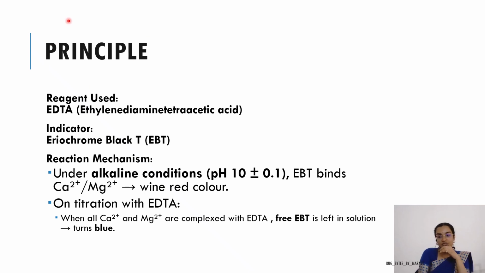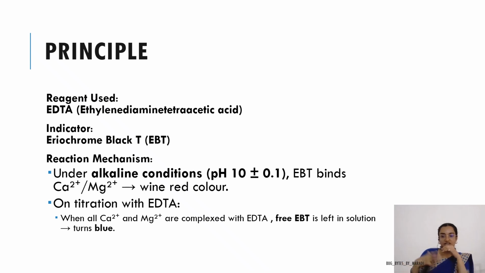The reagent used for this experiment is EDTA, that is ethylenediaminetetraacetic acid. This EDTA is a chelating agent that binds with calcium as well as magnesium ions. The indicator used here is EBT, Eriochrome Black T indicator. This forms a wine red color complex with calcium as well as magnesium ions under alkaline condition.